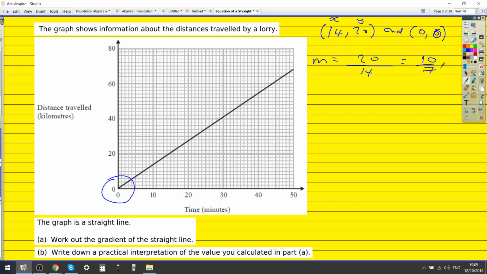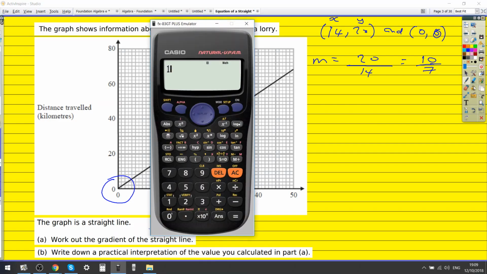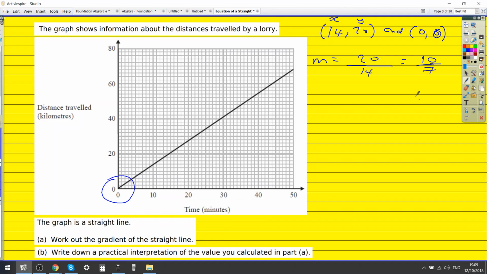Yeah, so let's leave it as 10 over 7. This is just for part B, I'm thinking. So it's about 1.4. Let's say it's approximately 1.4, but 10 over 7 is the good answer. 1.4 is just for part B, just to help you visualize it. Okay, write down a practical interpretation of this.